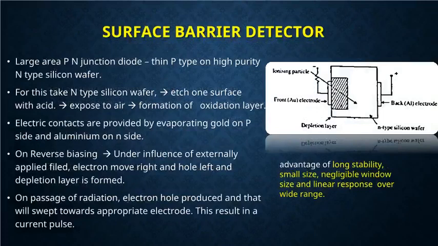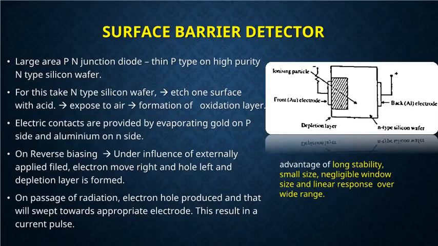The next type of detector is the surface barrier detector. The diagram of one of them, made of silicon, is shown. As for the structural construction, it consists of a thin p-type layer produced on high purity n-type silicon. For this, take an n-type silicon wafer and etch one surface with acid. An oxidation layer is formed on this etched part if we expose this portion to the air. Electric contacts are provided by evaporating gold on the p side and aluminium on the n side.